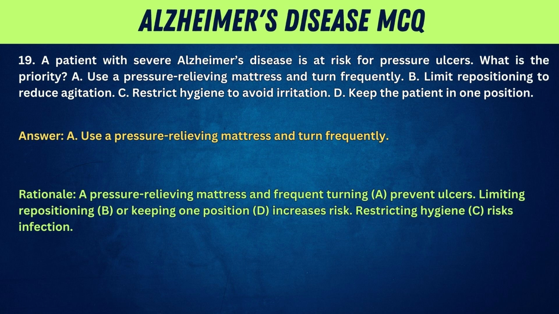Rationale. A pressure-relieving mattress and frequent turning, A, prevent ulcers. Limiting repositioning, B, or keeping one position, D, increases risk. Restricting hygiene, C, risks infection.